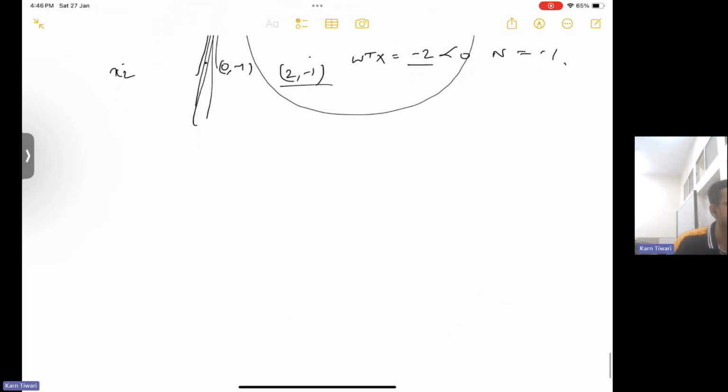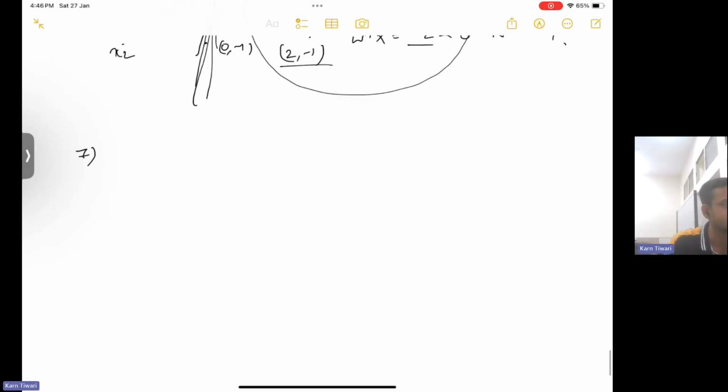Now coming back to the 7th question. The question is a little bit interesting, but let's figure it out. We can do it. 5 inputs are given: X1, X2, X3, X4, X5. Binary inputs for MP neurons.